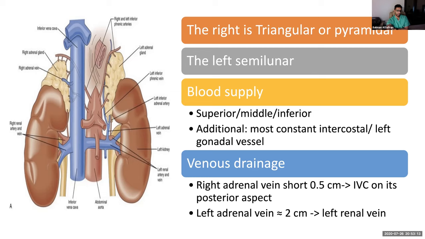The left is semilunar. Blood supply comes from the superior, middle, and inferior adrenal arteries, which come from the phrenic, aorta, and renal arteries. There are some other vessels you will encounter that are very consistent, the intercostal and the left gonadal vessel. Venous drainage is very important. One of the most important things about the adrenal gland is the venous drainage. The left side drains to the left adrenal vein, and the right side is very, very short, like half a centimeter in some cases, and drains directly to the IVC, which means with one mistake during surgery, patients could exsanguinate.